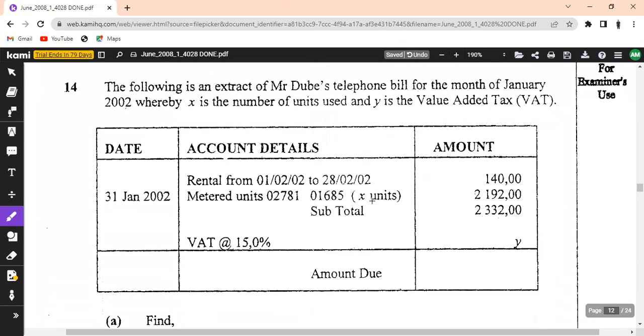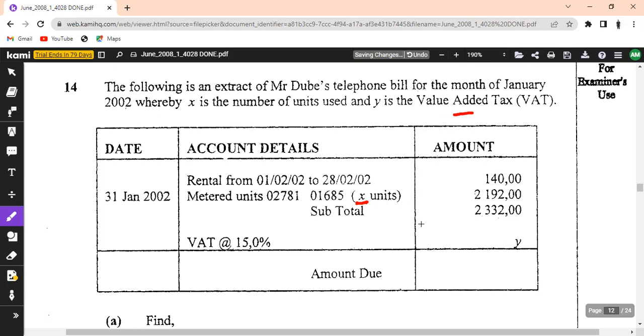Okay, number 14. The following is an extract of Mr. Duve's telephone bill for the month of January 2002, whereby X is the number of units and Y is the value added tax, VAT. That's what you're given. So X, where is our X here? The units which were used.